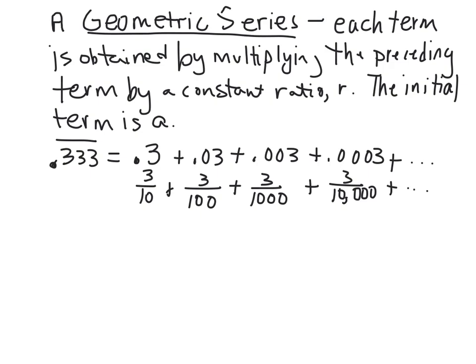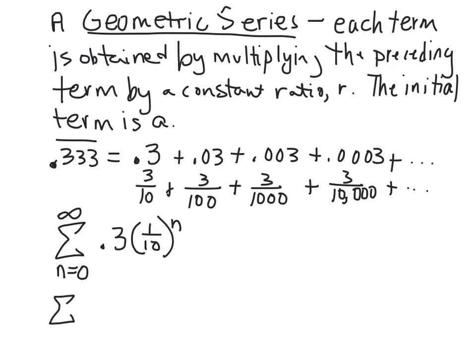So this repeating decimal is represented by the series where n starts at 0 and goes to infinity of the first term, which would be 0.3 or 3/10, times the common ratio, which is what we multiply by to get from one term to the next each time, 1/10 raised to the nth power. And that is from the general form, the sum from n equals 0 to infinity of a times r raised to the n power.